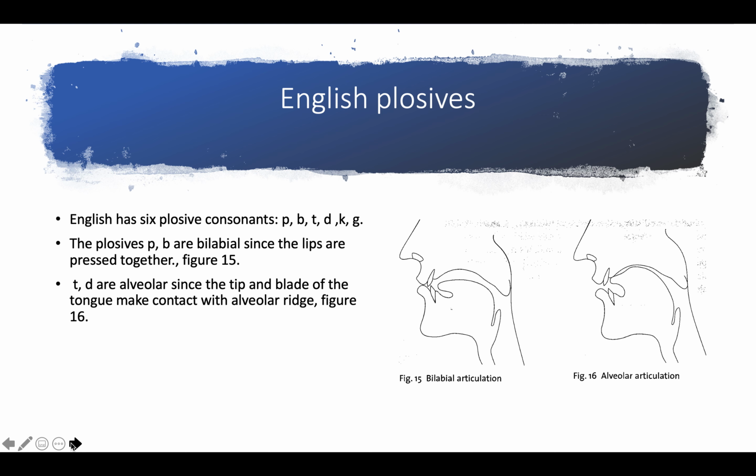The plosives p and b are bilabial. Why are they bilabial? Since the lips are pressed together. While t and d are alveolar. Why alveolar? Since the tip and the blade of the tongue make contact with the alveolar ridge.